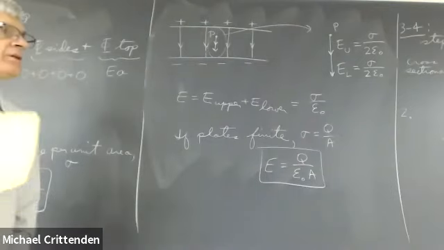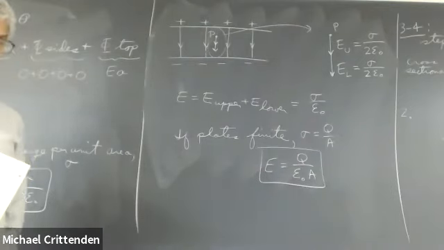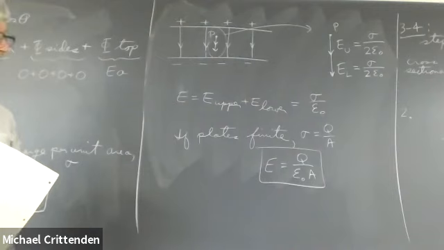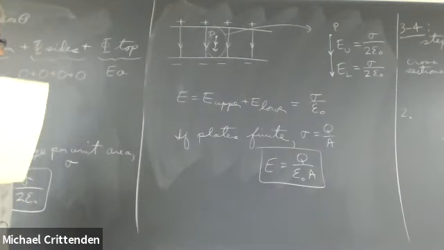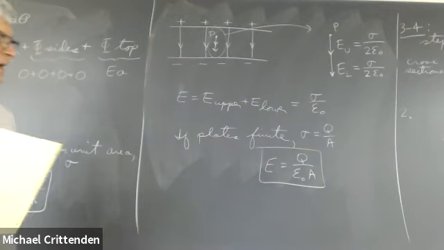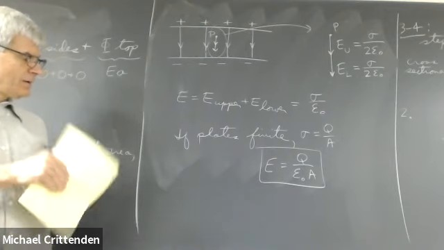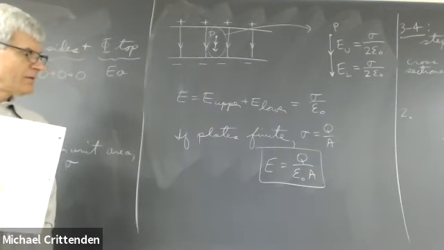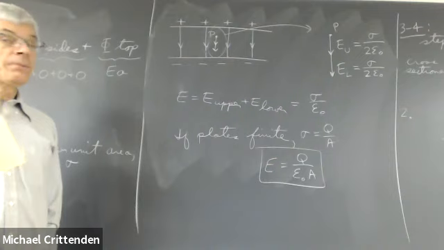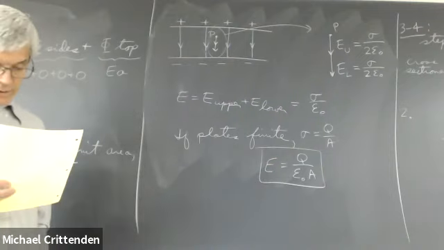The field between a set of equal and oppositely charged parallel plates would be the charge on each individual plate, one of them positive, one of them negative, the charge divided by the area, also divided by the permittivity constant, except near the edges where the field would get weaker.